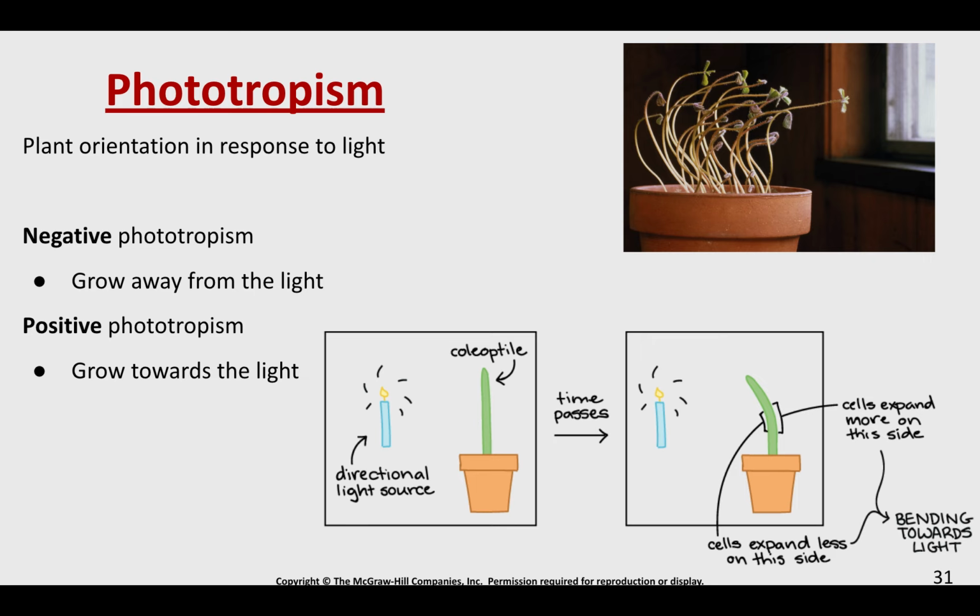And so if we think about all the different plant organs, roots will grow away from the light, because they're trying to anchor themselves deeper into the soil. We've got negative phototropism and positive phototropism here.